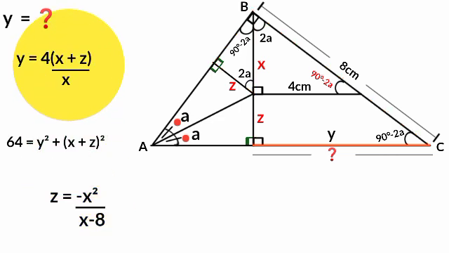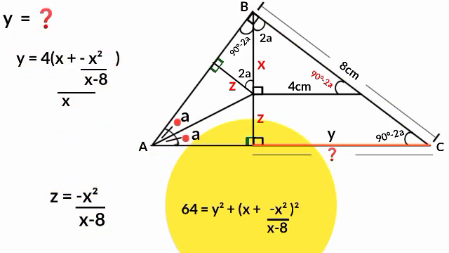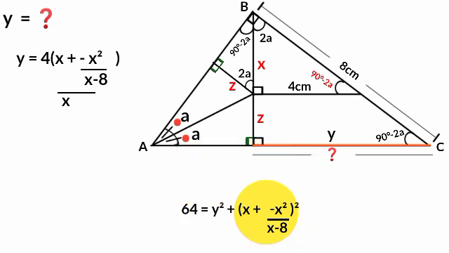We put it here and here also. So 64 equal to y squared plus (x plus minus x squared all over x minus 8) all squared. Here, simplifying x plus minus x squared all over x minus 8 into a single fraction, it will be x times (x minus 8) minus x squared all over x minus 8.